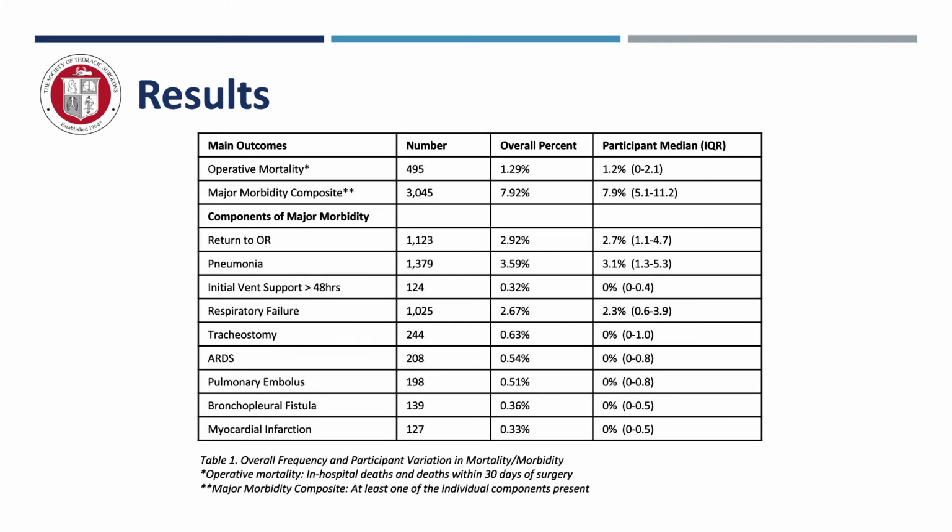This slide demonstrates the overall percent and participant median for the main outcomes, including operative mortality with an overall percent of 1.29% and the major morbidity composite of 7.9%. The components of the major morbidity composite are listed, including return to the operating room, pneumonia, initial ventilatory support over 48 hours, respiratory failure, tracheostomy, ARDS, pulmonary embolus, bronchopleural fistula, and myocardial infarction. The most common major morbidity was pneumonia at 3.6%, followed by respiratory failure and return to the operating room.